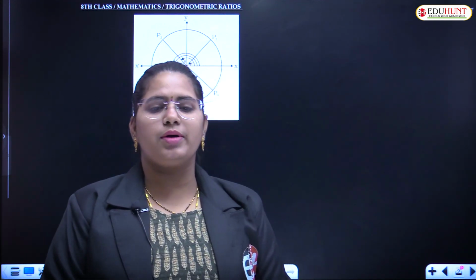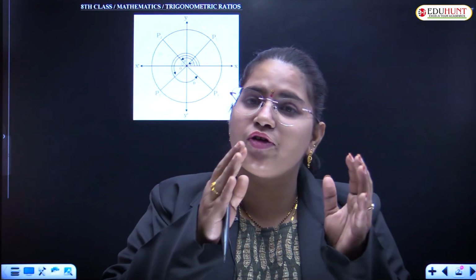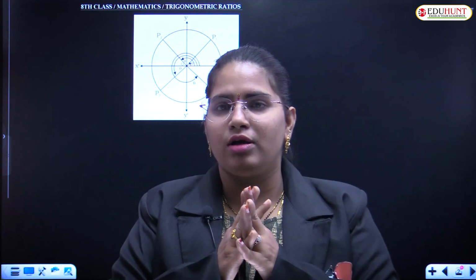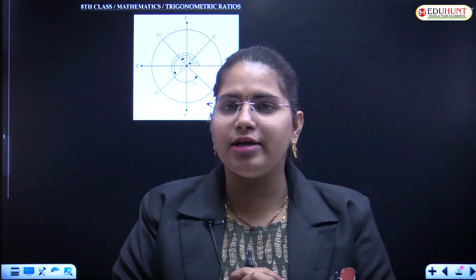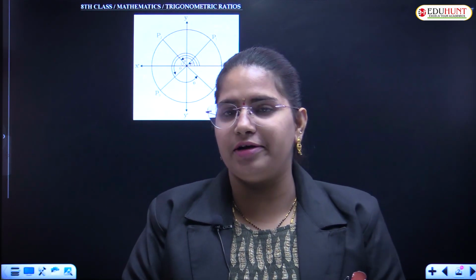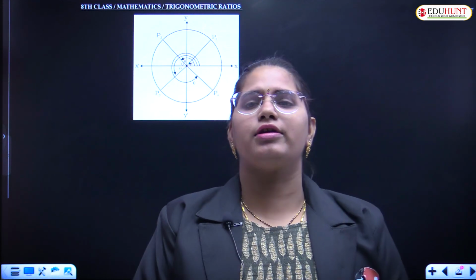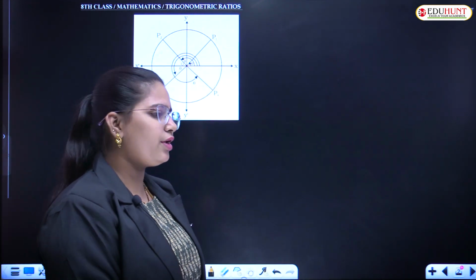Why are these trigonometric ratios obtained? From where has this begun? From where has this started? You have to know, right? So what is this trigonometric ratio?